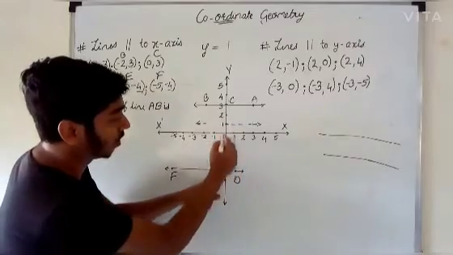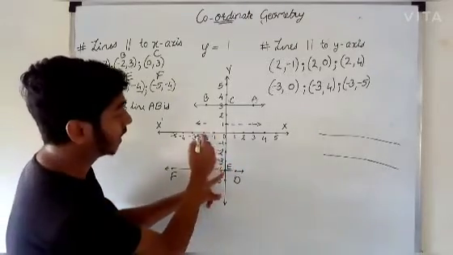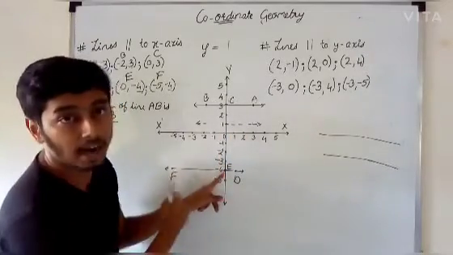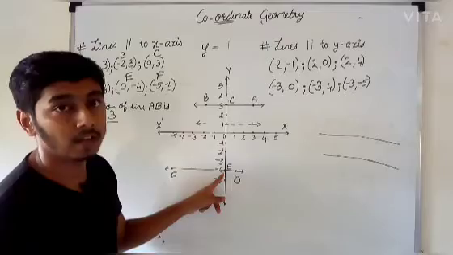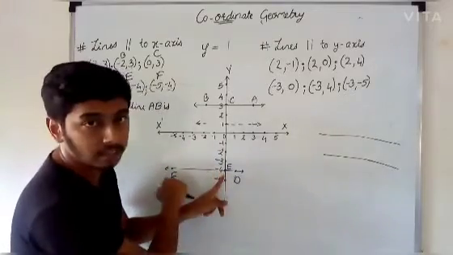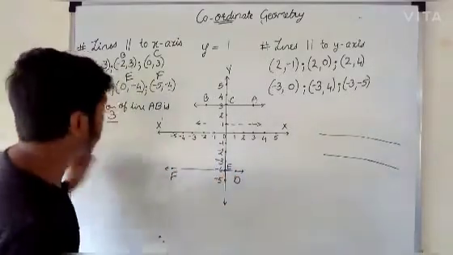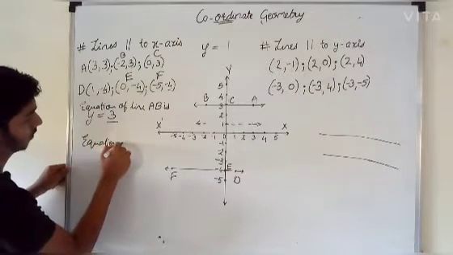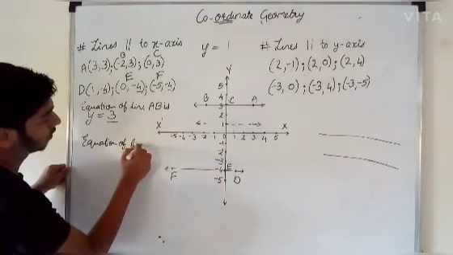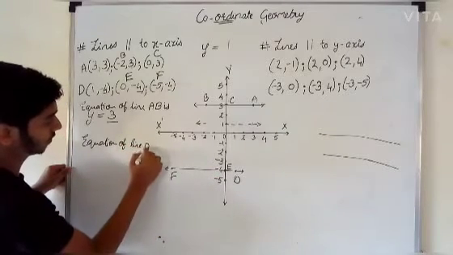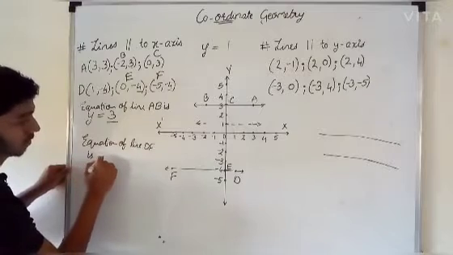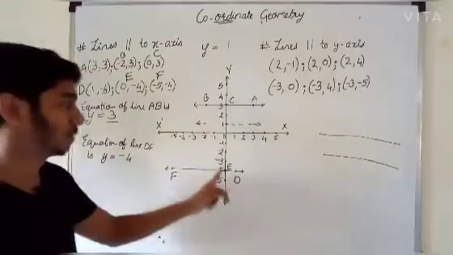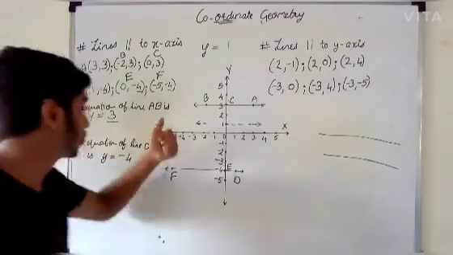If I draw y equal to -4, or you can say this is at -4 distance from the x-axis and parallel also, correct? So I can say that for this particular line, the equation of line DF is y equal to -4. Okay, I hope you have understood this.